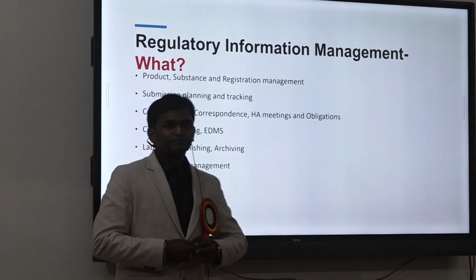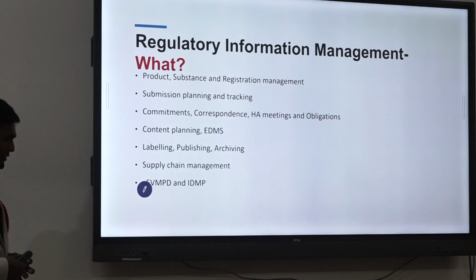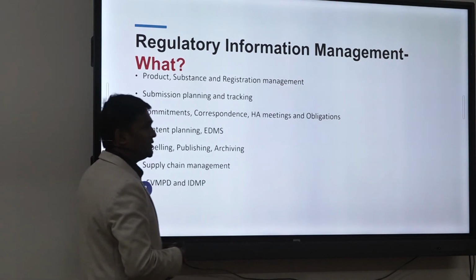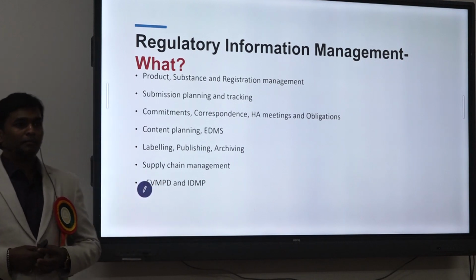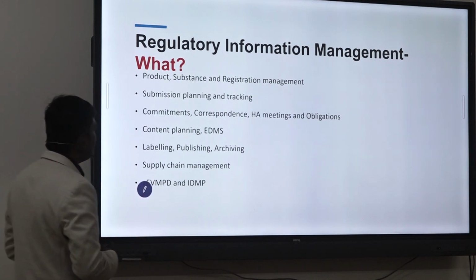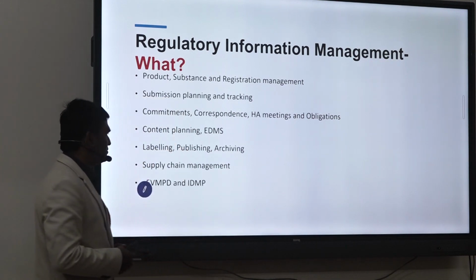Labeling, in the next session we will have more insights on labeling. But in labeling you have artwork, patient information leaflet, which is PIL, package insert, PI. So multiple documents are there which we can track with the help of a regulatory information management system.